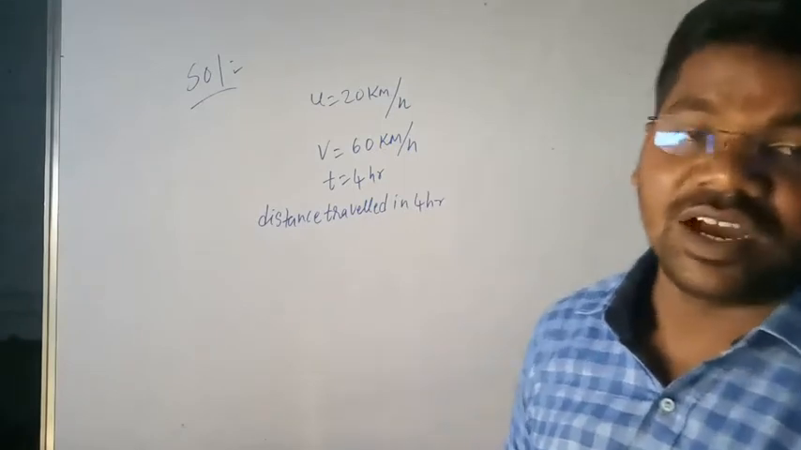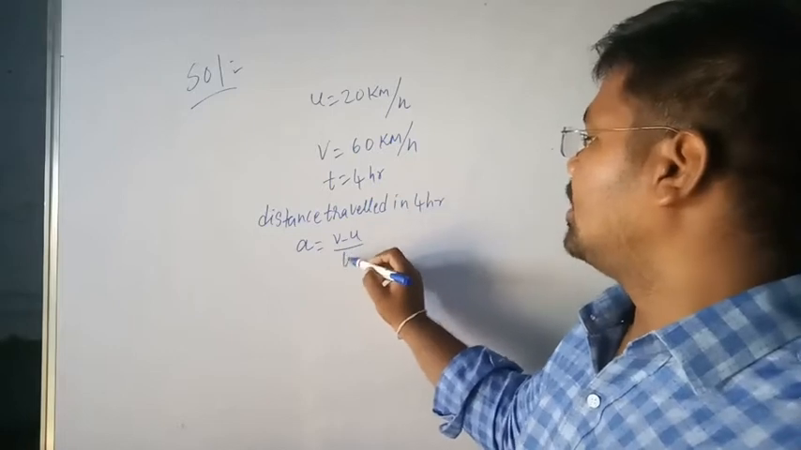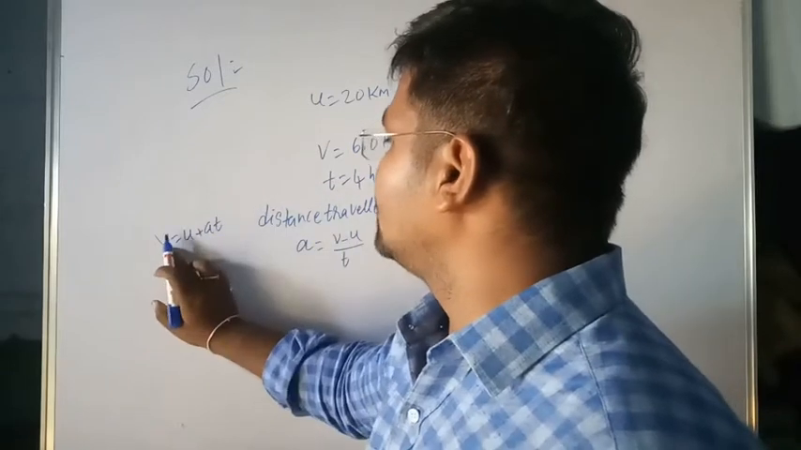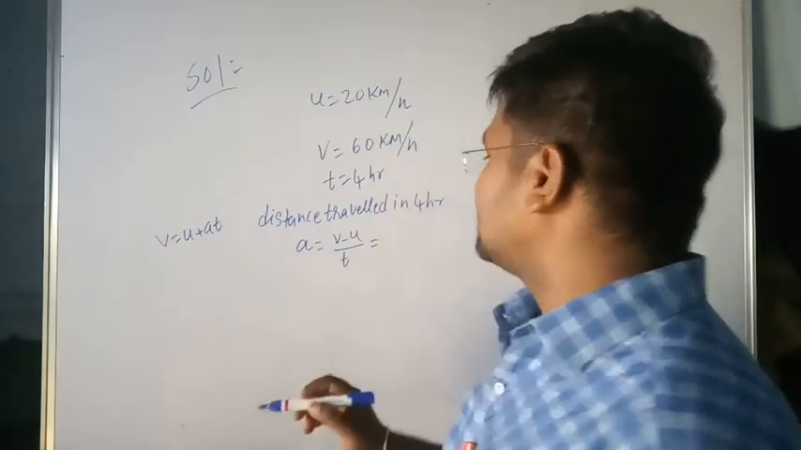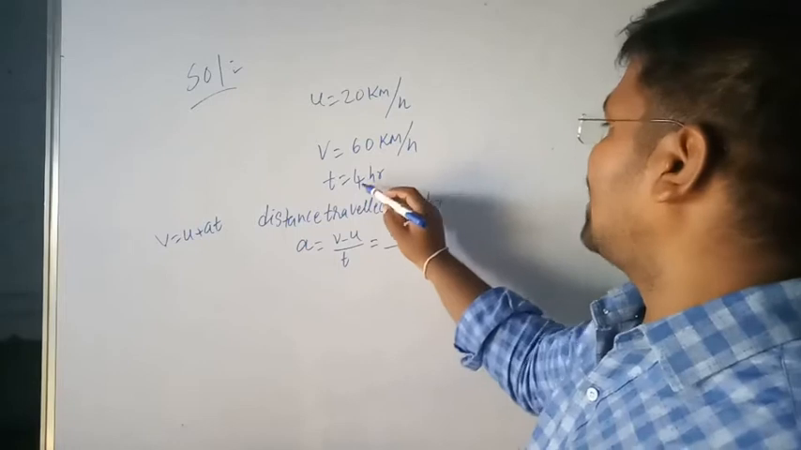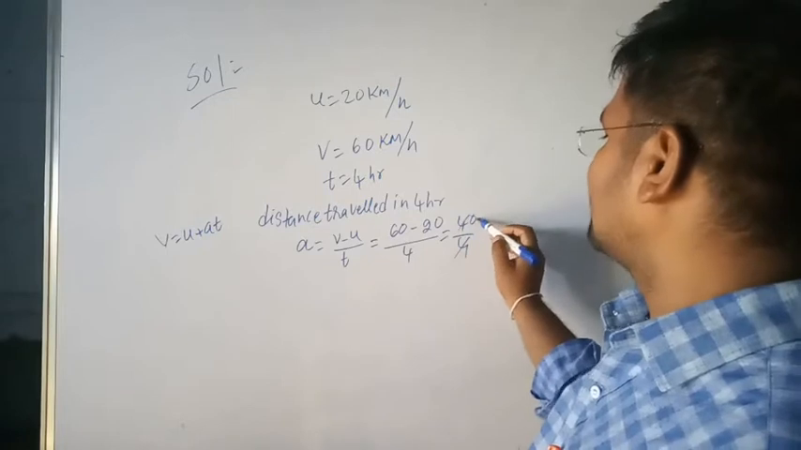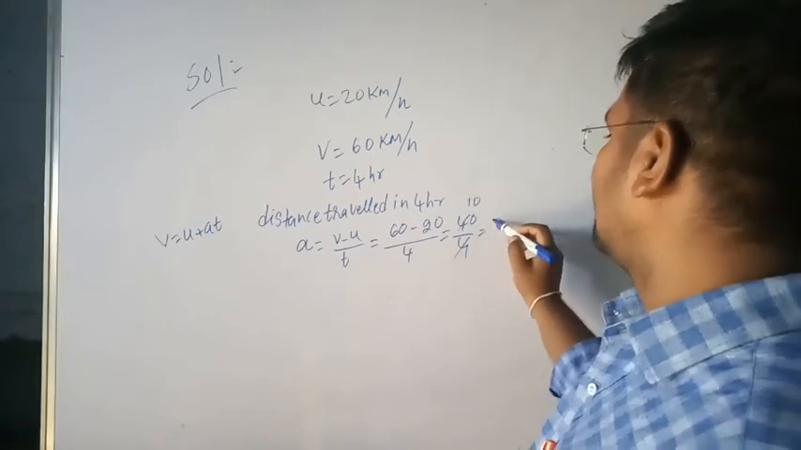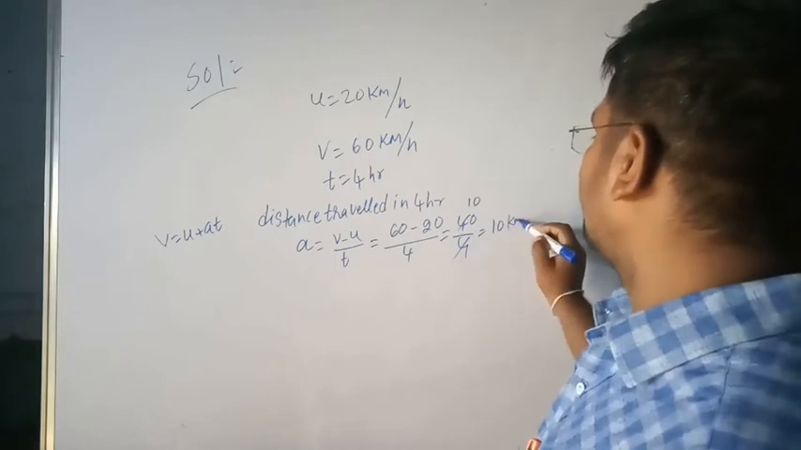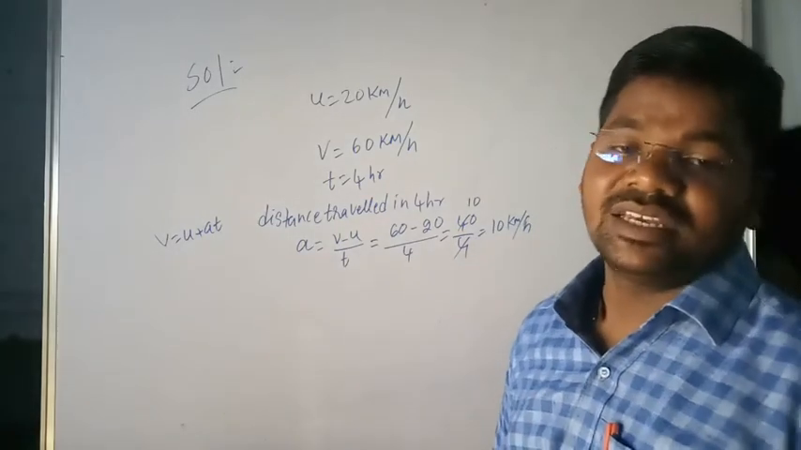Before that we have to find the acceleration. From the formula v is equal to u plus at, a is equal to v minus u by t. So 60 minus the initial velocity 20, divided by time 4. 60 minus 20 is 40, by 4, which is 10 kilometer per hour squared. How can we find the distance traveled in 4 hours?